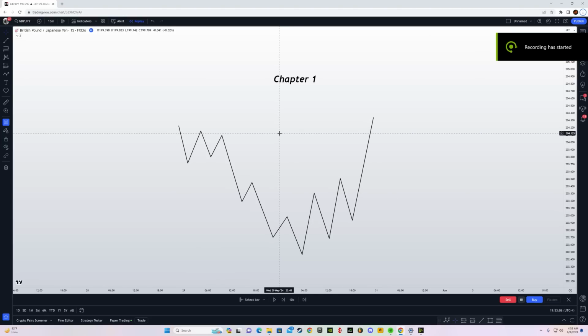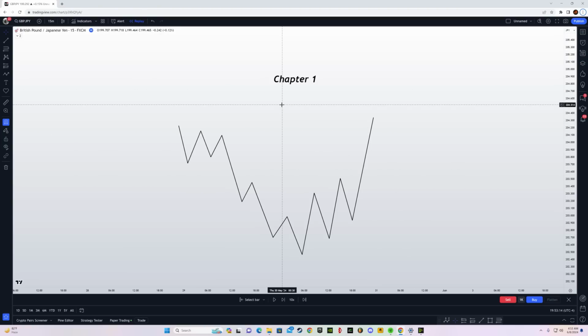Okay, so here is chapter 1 of this course. And in this chapter, we're going to learn about what exactly a market maker model is, right? So a market maker model is basically how the markets move, okay? This is how the market goes from a downtrend to an uptrend, or from an uptrend to a downtrend. And we can successfully predict each move, all right?